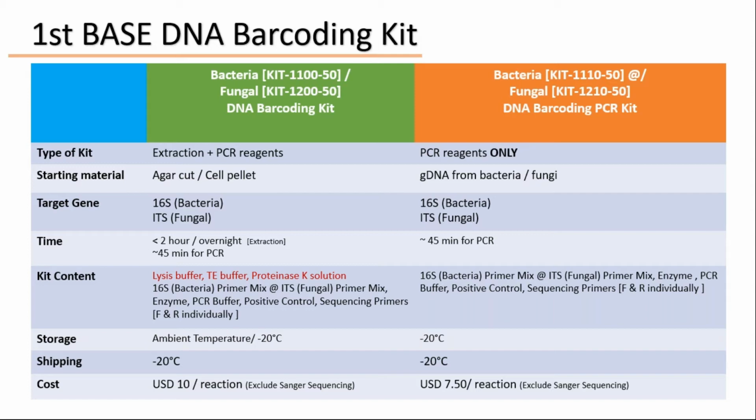And the kit content, you just have the rest of the material, which is 16S primer mix, or fungal primer mix if you are doing fungal study, enzyme, PCR buffer, positive control, and sequencing primer, same as the DNA barcoding complete kit. So storage and shipping will be the same, -20, and the cost will be slightly lower, which is 7.5 USD per prep. Okay.